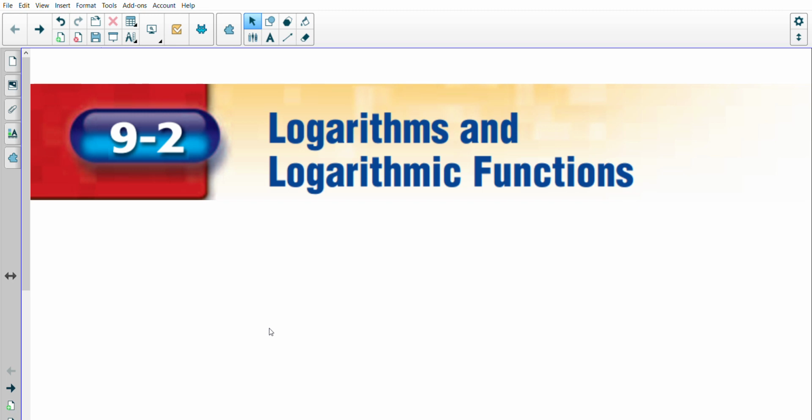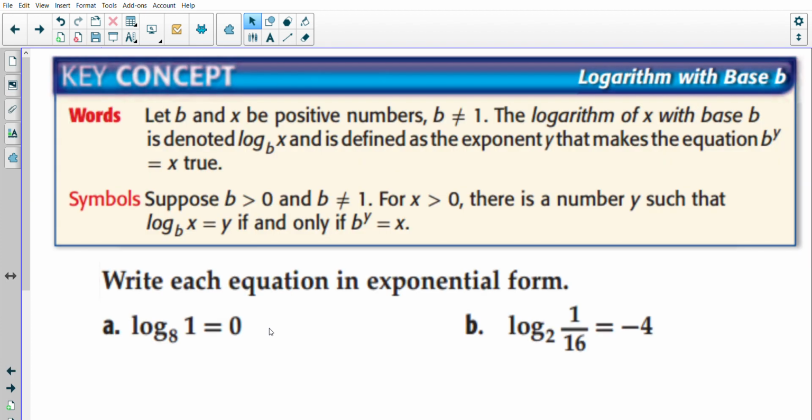In this video, we will look at section 9-2, logarithms and logarithmic functions. Logarithms are really just the inverse of exponential functions. So let b and x be positive numbers with b not equal to 1. The logarithm of x with base b, denoted log base b of x, is defined as the exponent y that makes the equation b to the y is equal to x true.